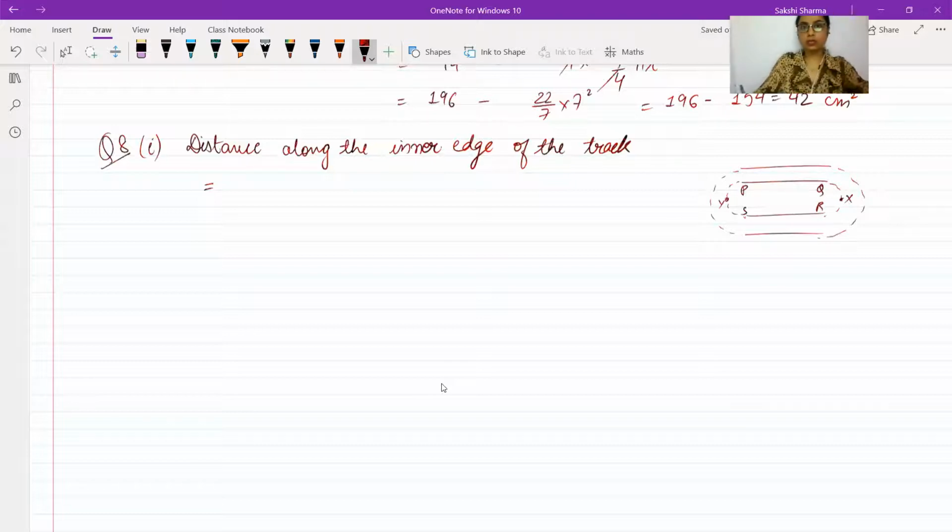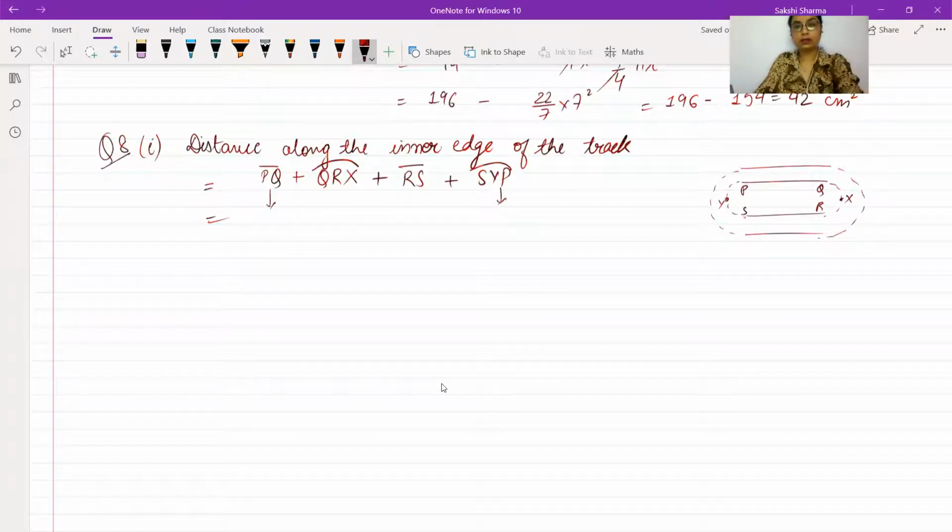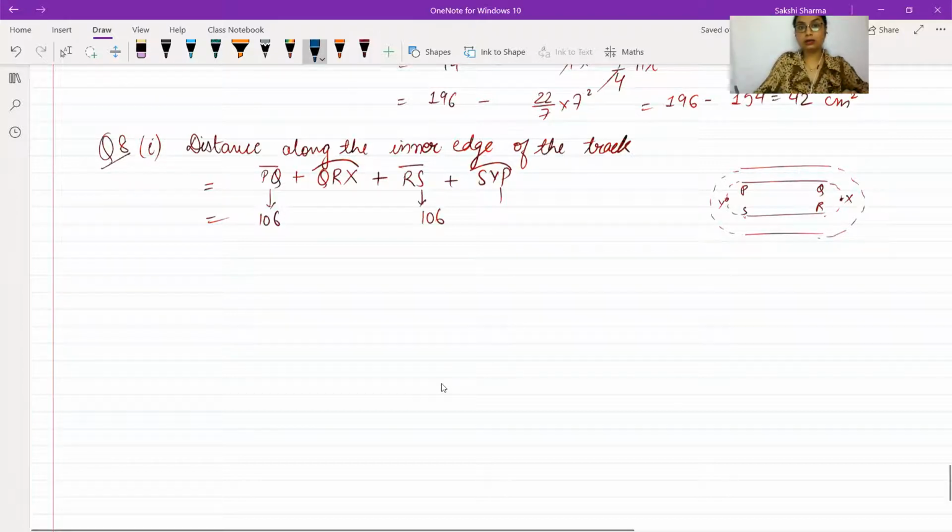So the distance along the inner edge would be line segment PQ plus the length of the arc QRX plus RS, the line segment, plus SYP. This is what I want to do. These are the lengths of the parallel sides, which are given as 106 meters. For the length of these arcs, these are the circumference of semicircles.